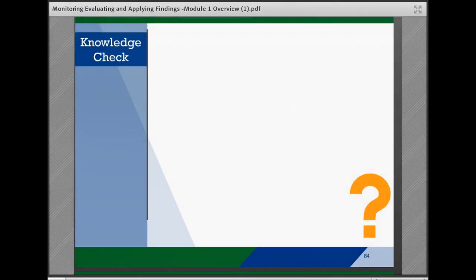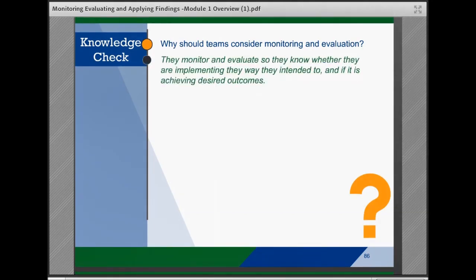Let's recap what you've learned about the key phases and essential functions in the monitoring, evaluating, and applying findings brief. Why should teams consider monitoring and evaluation? They monitor and evaluate so they know whether they are implementing the way they intended to, and if it's achieving desired outcomes.